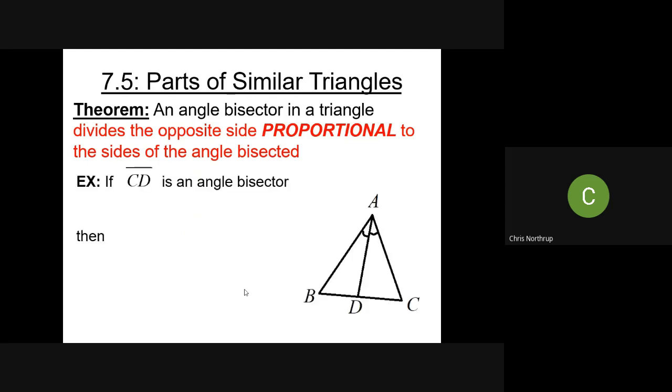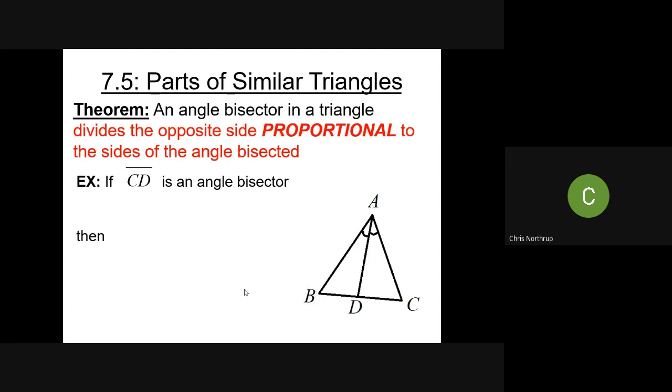So for example, let's say I have triangle ABC down here. AD, or I guess I need to fix my notes there, that CD should be an AD. So AD is an angle bisector of that triangle. What that means is AD is going to run into the side BC. It's going to cut that side into two pieces, BD and DC.